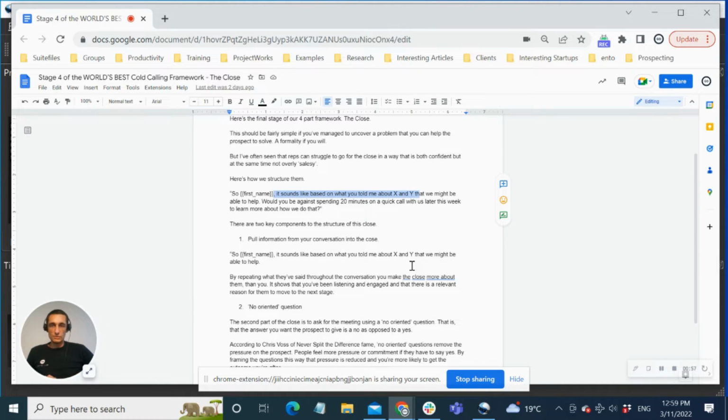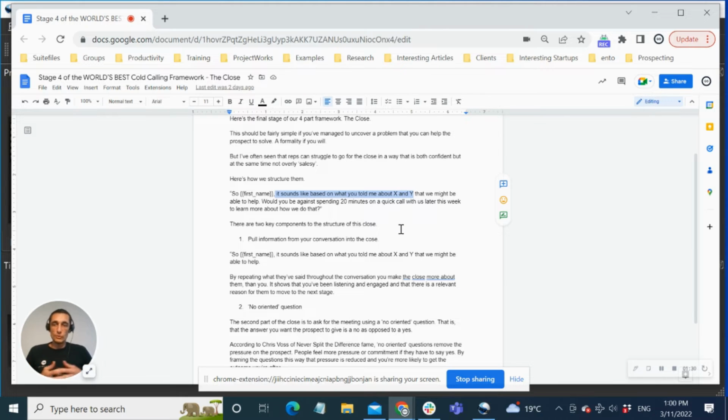To break that out, what we're doing is taking information that we've gathered during the call. It sounds like, based on what you've told me about X and Y, that we might be able to help. This X and Y should be about specific workflows or specific challenges that you've identified within their business that your solution can help them to improve. This comes from the problem statement and from the pain exploration. And as often as possible, try to pull from the conversation and repeat it back to them in their own words.